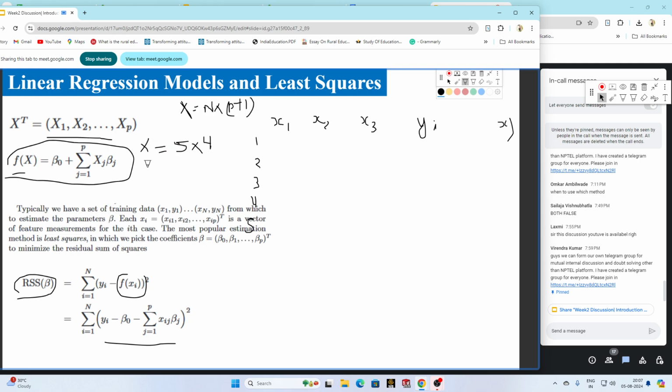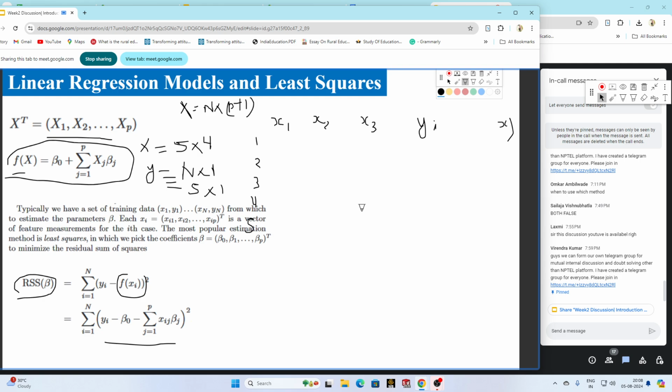Similarly, our y will be n cross 1. So for this, y will be 5 cross 1. So these two are our matrices of importance, one is X and another one is y. X will take the input, y will take the actual outputs. These are the two matrices of importance.